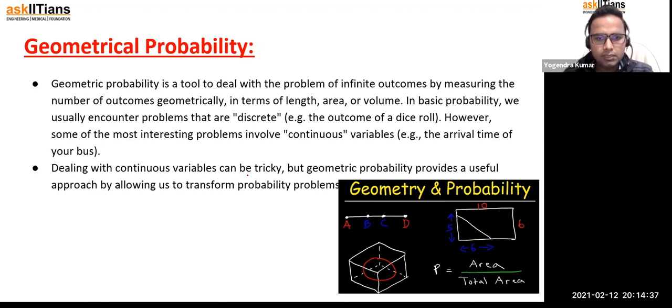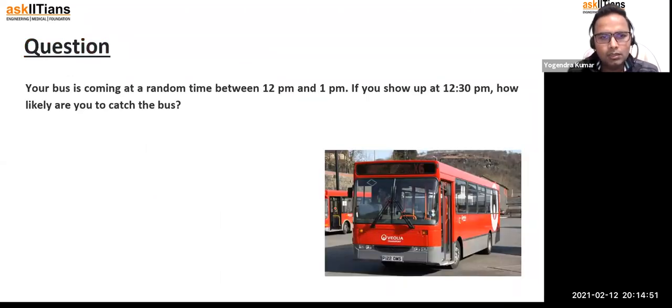Dealing with continuous variables can be tricky, but geometrical probability is a powerful and useful approach to find the probability on these types of problems, right? So let's see the questions. This is also like a practical scenario. Your bus is coming at a random time. Bus timing is not fixed, but you know that it is about 12 p.m. to 1 p.m., and you show up there at 12:30. So what are the chances that you will miss the bus or you will catch the bus?